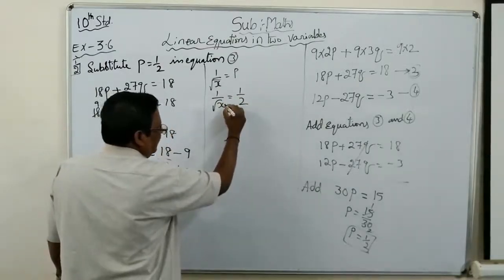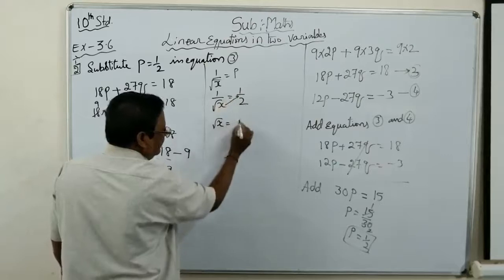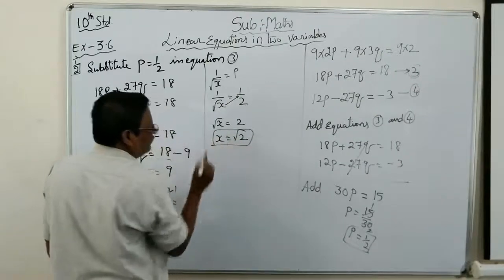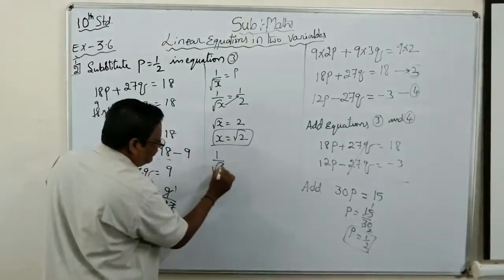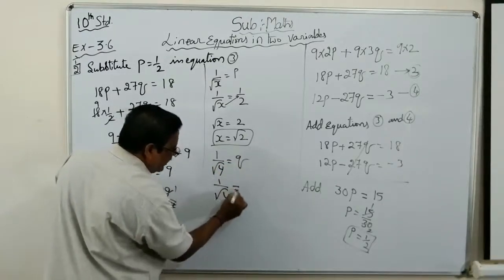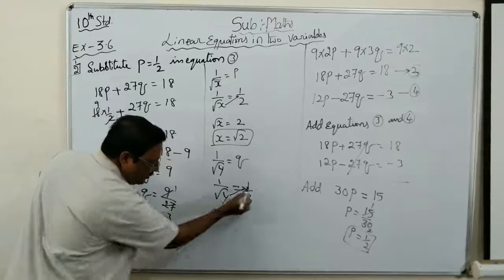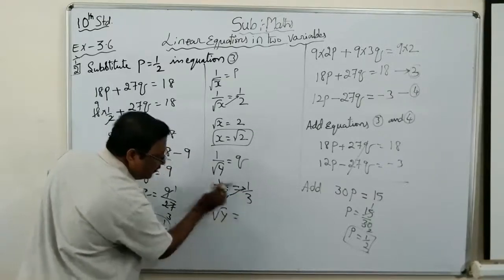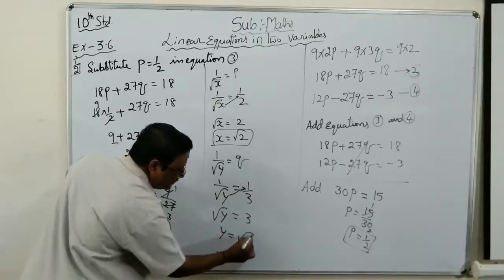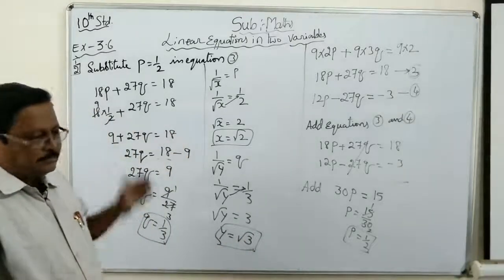Here, cross multiplication: root x into 1 equals 1 into 2, so root x equals 2. Removing the root, we put the square, so the value of x is 4. Next, 1 by root y is equal to 1 by 3. Here also cross multiplication: root y into 1 equals 3 into 1, so root y is 3. Removing the square root, y is equal to square of 3, which is 9. This is the second one. Next.